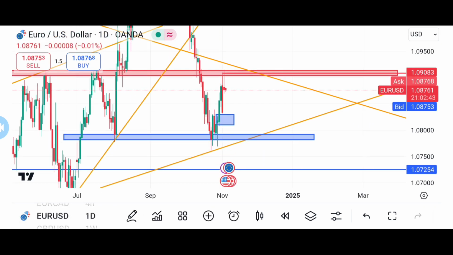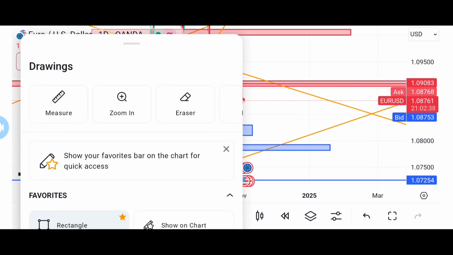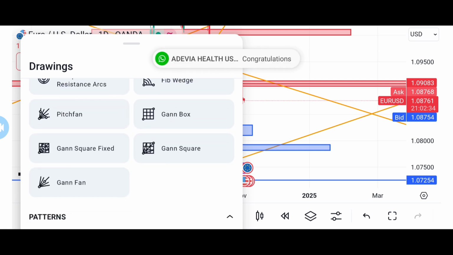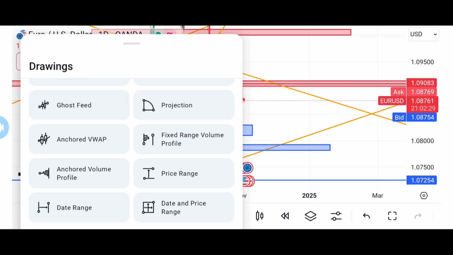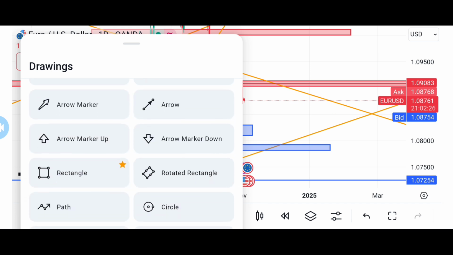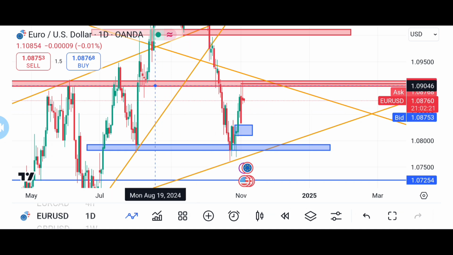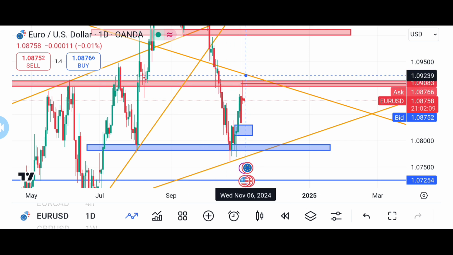So guys, Euro USD, if you have watched my previous analysis, it has not broken this current red zone. So meaning we are still bearish. Okay? It has not closed above this region with a bullish candle, and at the same time, it has not broken above this trend line.